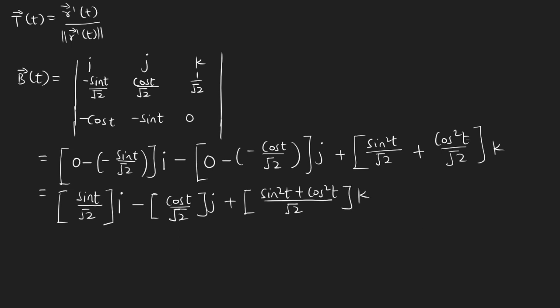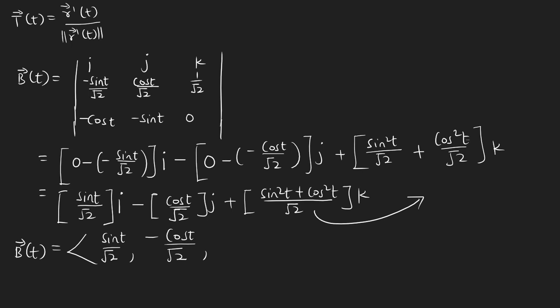So this will be the binormal vector, but I can write it in another form, by components. So you have sine t on root 2, and then you have minus cos t on root 2. And since sine squared t plus cos squared t is equal to 1, you can rewrite this last term as 1 over root 2. So this will be the binormal unit vector.